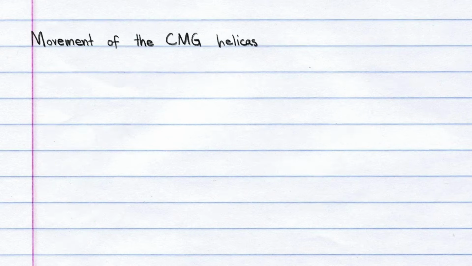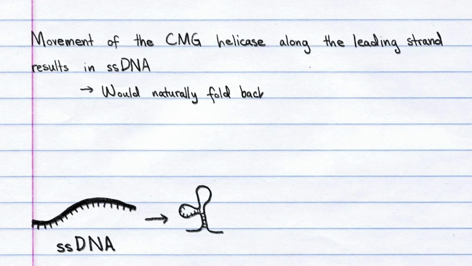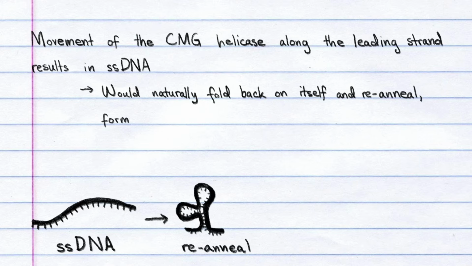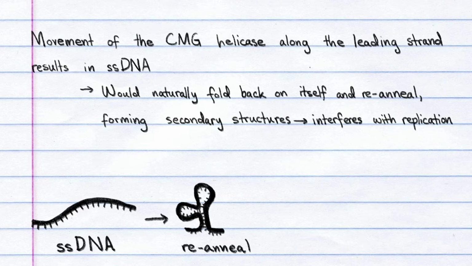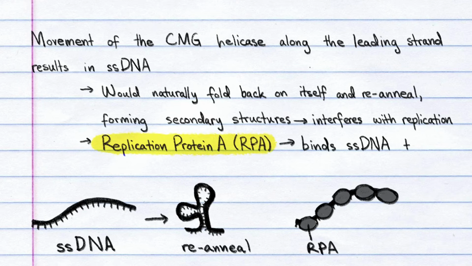Movement of the CMG helicase along the leading strand results in single-stranded DNA. This single-stranded DNA would naturally fold back on itself and reanneal, forming secondary structures, which would interfere with the replication process. However, replication protein A, or RPA, binds the single-stranded DNA to keep it from reannealing.